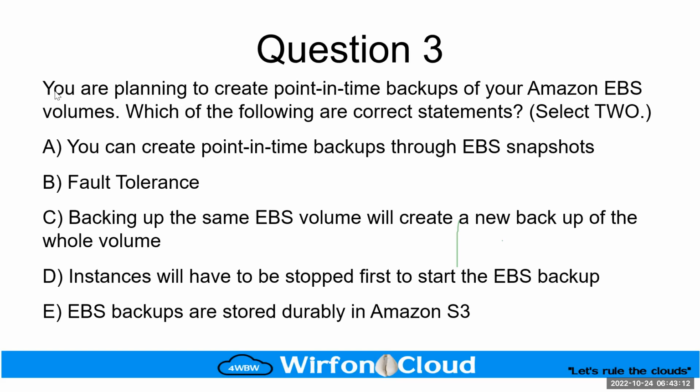Okay, you're planning to create a point-in-time backup of your Amazon EBS volumes. Which of the following are correct statements? Select two. A, you can create point-in-time backups through EBS snapshots. B, fault tolerance. C, backing up the same EBS volume will create a new backup for the whole volume. D, instances will have to be stopped first to start the EBS backups. E, EBS backups are stored durably in Amazon S3.